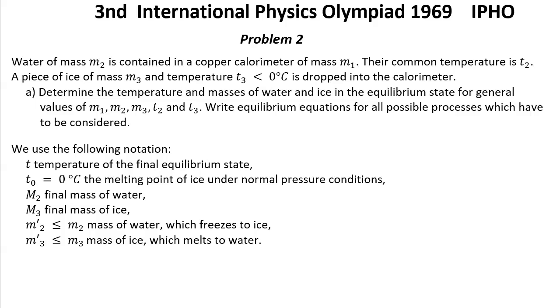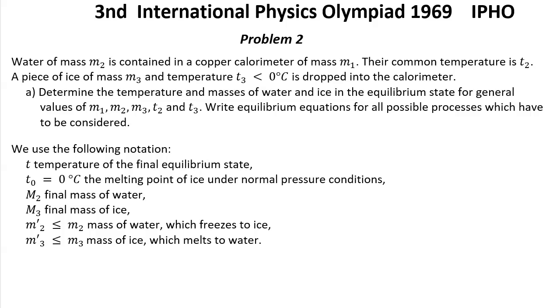So here we can discuss 3 different options. The first option is when the final temperature is greater than 0 degrees centigrade. It means that all the ice and the water became water. The other possibility is when everything became ice, when T is less than T0.